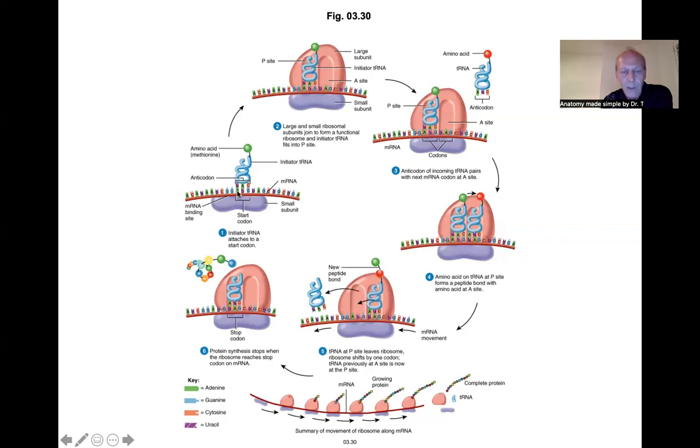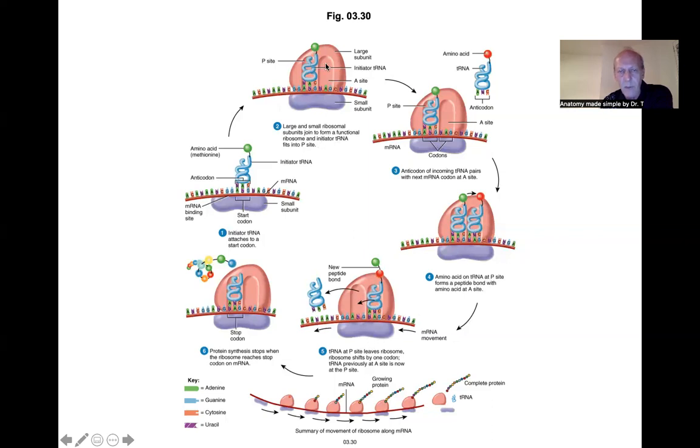And they have to match adenine with uracil, uracil with adenine, guanine with cytosine, and that molecule of messenger RNA in interaction with the transport RNA is bringing the first amino acid into place, making the process of translation just started. On the diagram 2, large and small ribosomal subunits join and they form a functional ribosome, and the initiator transport RNA fits into this P site. That is what we have already seen here, and the first molecule of amino acid, methionine, is already in place.